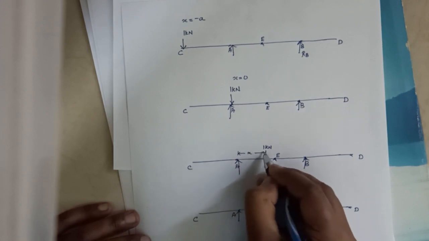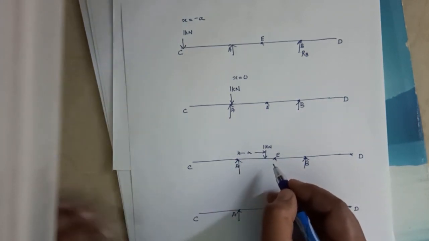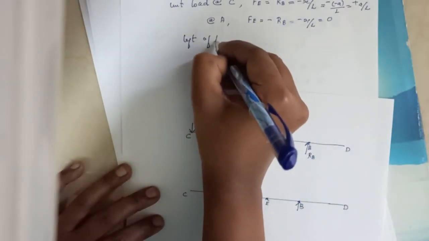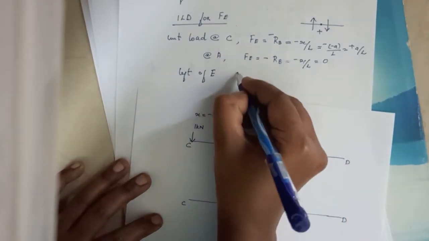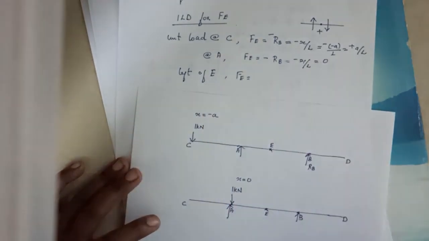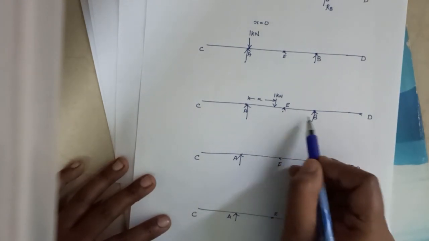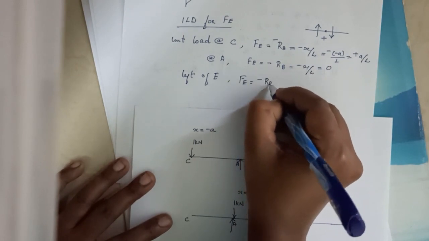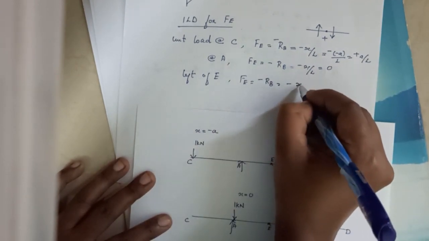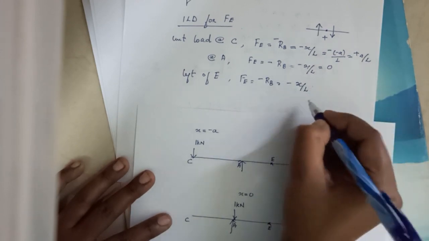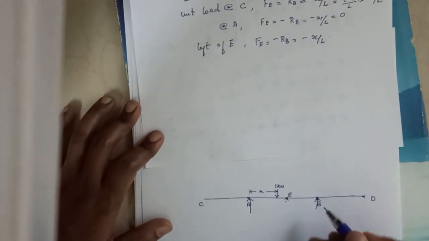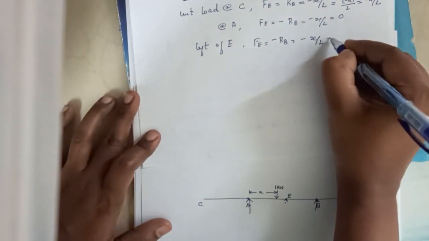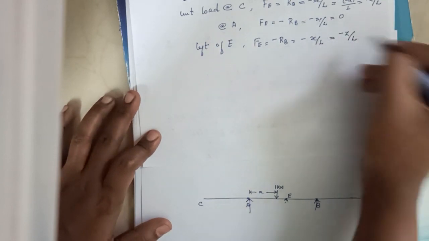and this is the value x, therefore the shear force will be, let's see, left of section E, therefore the shear force will be again RB value, that is minus RB, here minus RB, minus x by L. Okay. So at E the x value becomes z, therefore minus z by L.